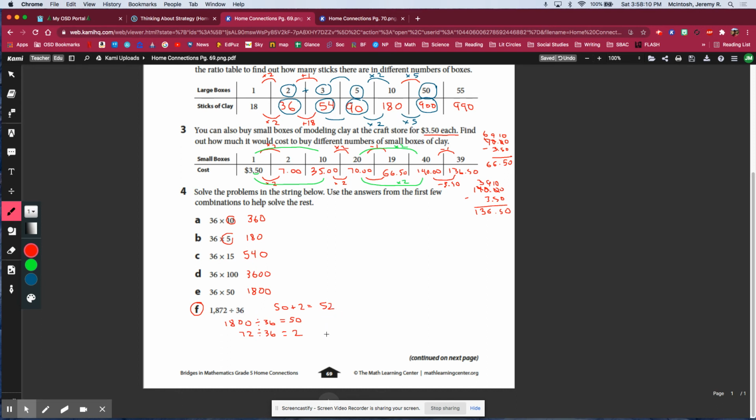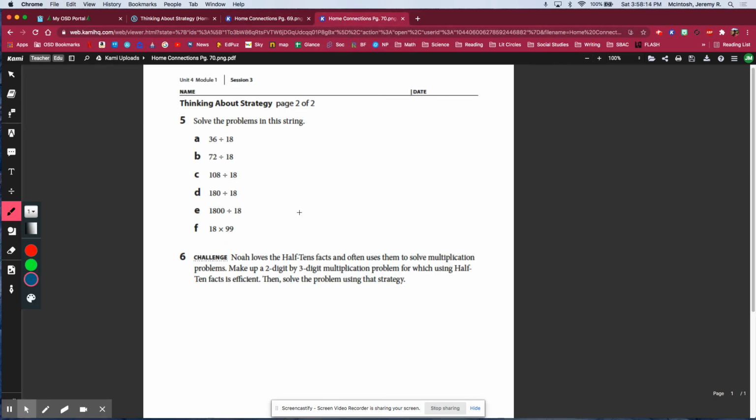Pause if you need to. I'm going to move on to page 70. And we're almost done. I'm not going to do the challenge. I'm going to let you do that on your own if you'd like to. Okay, so same kind of thing. Solve the problems in this string. We're going to work through these as well.